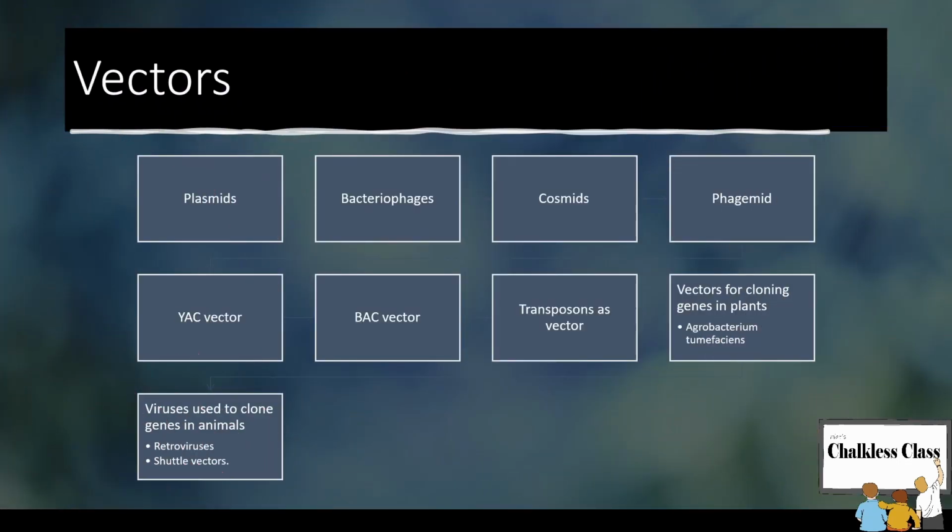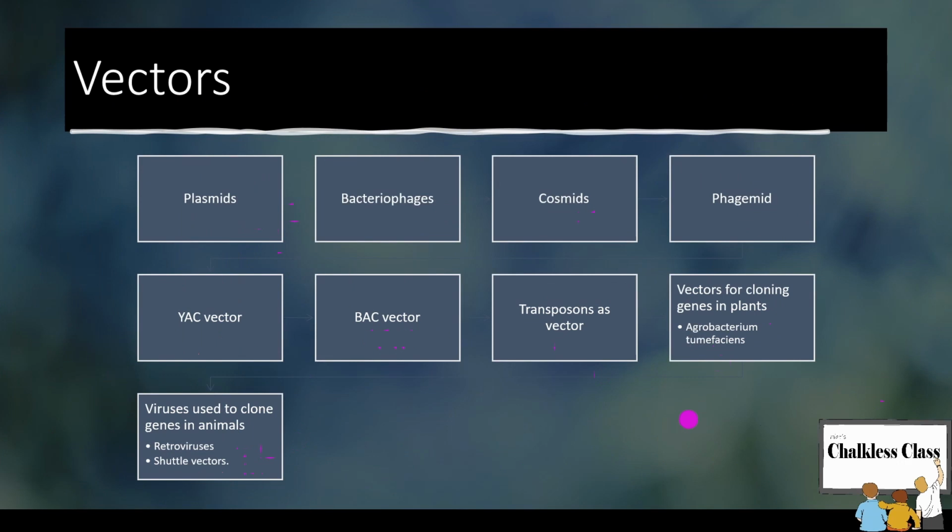What are the types of vectors? Some vectors are plasmids, bacteriophages, cosmids, phagemids, yeast artificial chromosome vector or YAC vector, bacterial artificial chromosome vector or BAC vector. Transposons also act as vectors. Agrobacterium tumefaciens acts as a vector for cloning genes in plants. Retroviruses and shuttle vectors are used to clone genes in animals.